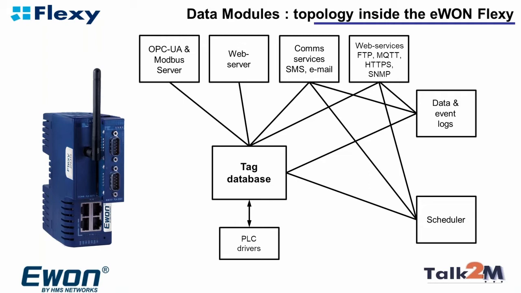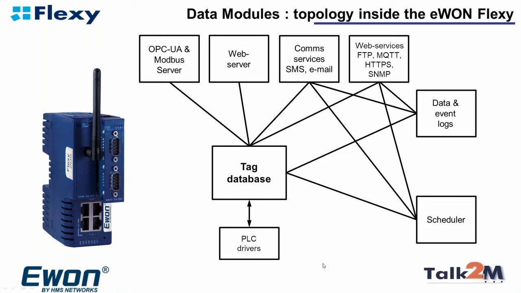You have the connections at the top to pass data from the tag databases into the web servers, into the IO servers, such as the Modbus and OPC-UA servers, onto the comms services such as email and SMS, onto web services such as MQTT, file transfer, SNMP, HTTPS. You can also link data and event logs to the tag database, and you also have a scheduler. So all of these parts interact with each other.